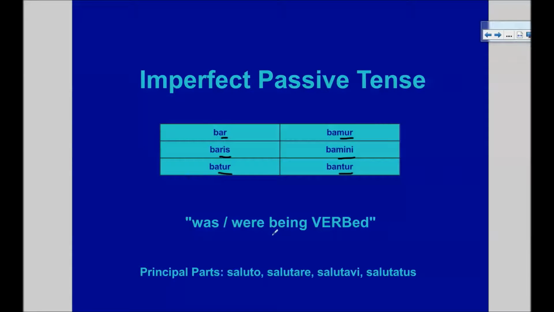Now, this "being" is really important. If you do not have that "being" in the translation, it turns into the perfect passive tense. So be careful with that. It needs to be translated "was" or "were being verbed."